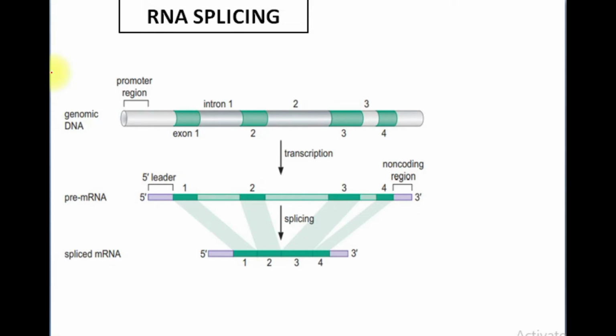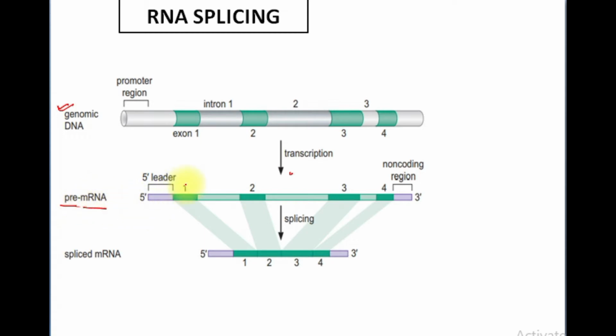Hello everyone, in this video we are going to discuss RNA splicing. Before discussing RNA splicing, first of all we should know how this RNA is formed. We have the genomic DNA present inside the nucleus, and by the process of transcription we get the pre-mRNA. It is not the mature mRNA, it is the pre-mRNA.